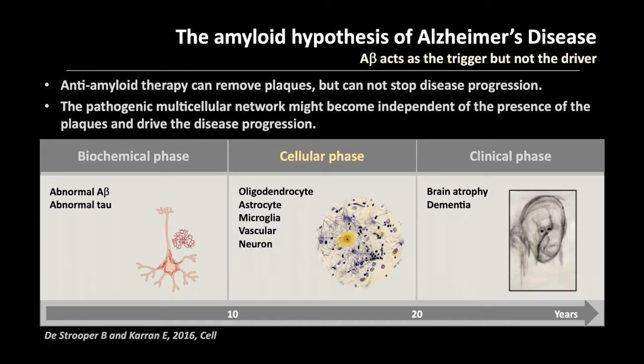If we remove the plaque at the end stage, the cells are still sitting there and keep driving the disease progression. If that is the case, it would be very interesting for us to understand what mechanism is shared by multiple cell types which drive the disease progression.